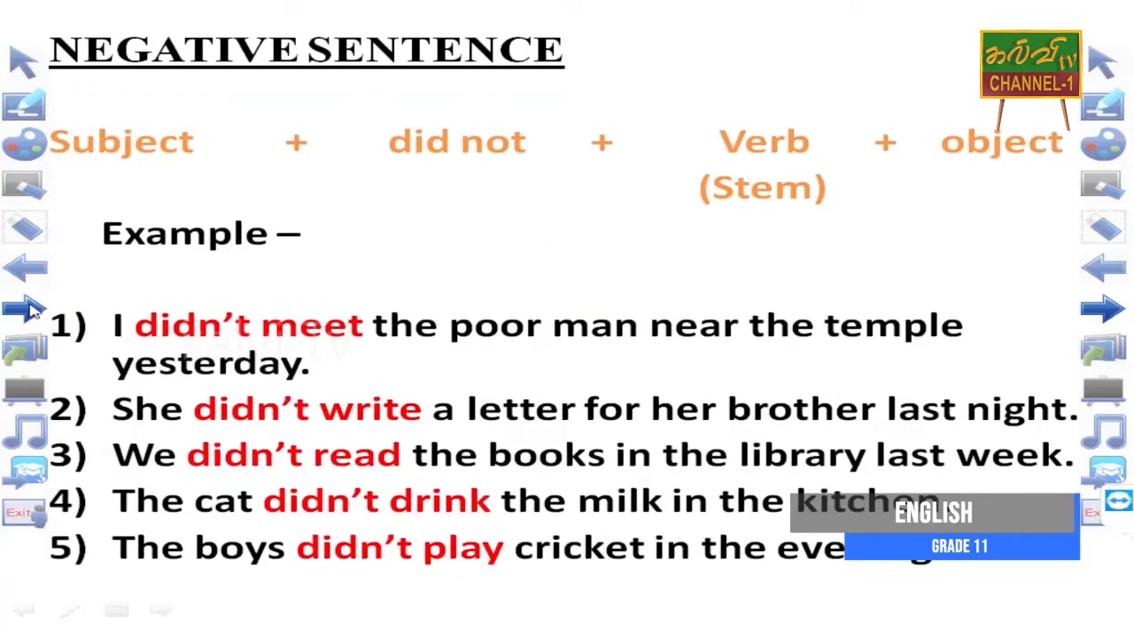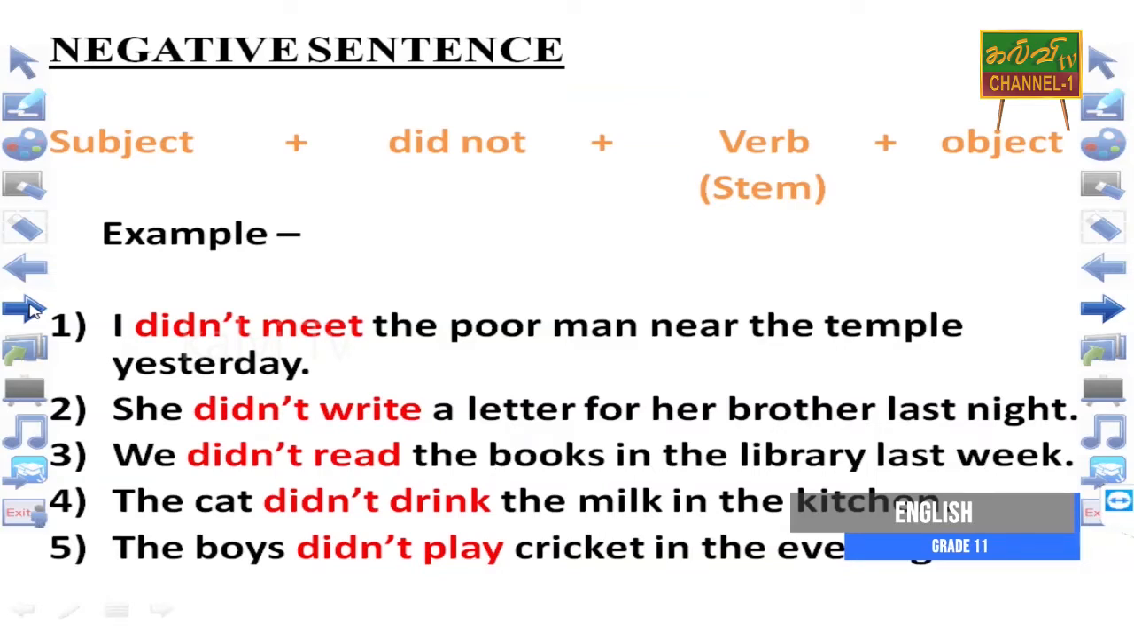If you look at the negative sentence structure, for the negative sentence, here we use subject and did not, and verb, object. The verb will be stem. Here we use verb stem because we are using did not. Did is the past form of do. So here we are using did not and verb stem to make negative sentences in simple past.